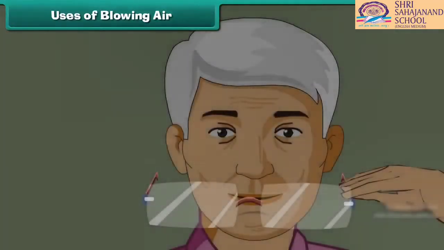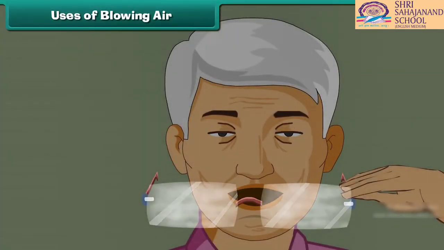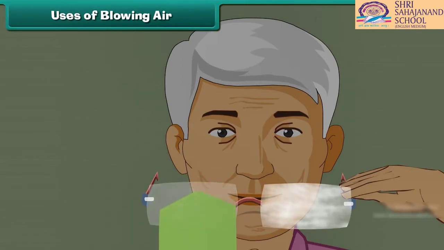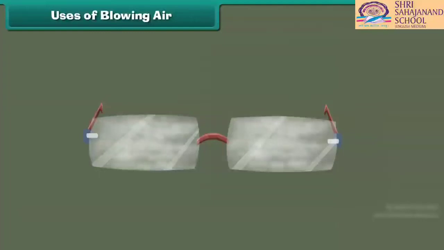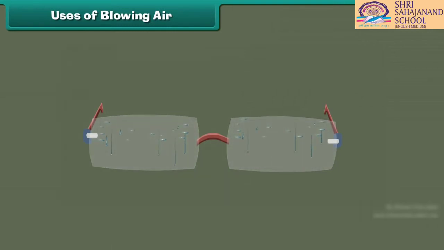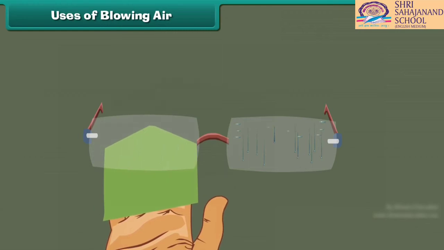Uses of blowing air. You must have seen your grandfather blowing on his spectacles to wipe them clean. The air blown from the mouth is hot and the glass of the spectacles is comparatively cold. The hot air breathed out contains water vapors, which turn into tiny droplets of water when they come in contact with the colder glass. This makes the glass moist and hazy, and you can wipe it to clean the glass.